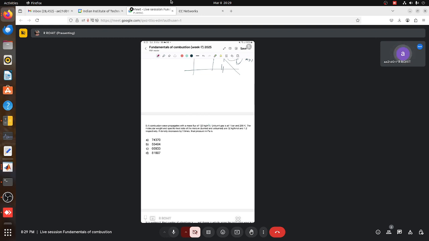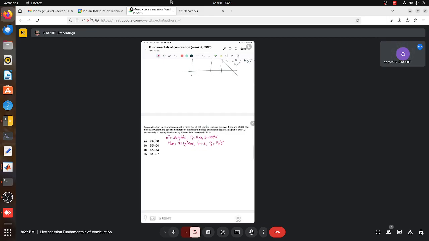Okay, so I'll try to show you. Your mass flux is given as 120 kilogram per meter square second. Then your initial pressure P1 is given as 1 bar, your temperature is given as 298 Kelvin, the molecular weight is given as 32 kilogram per kilomole, and your gamma is given as 1.2. Additionally it is given that P2 is P1 by 5, and they ask you to find what is P2 in Pascal.